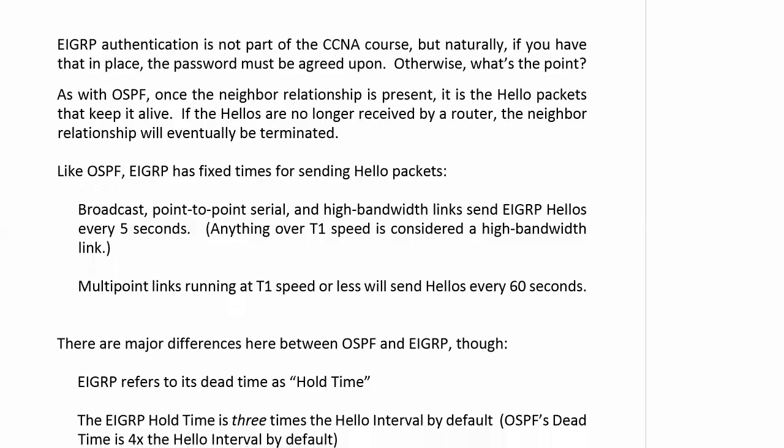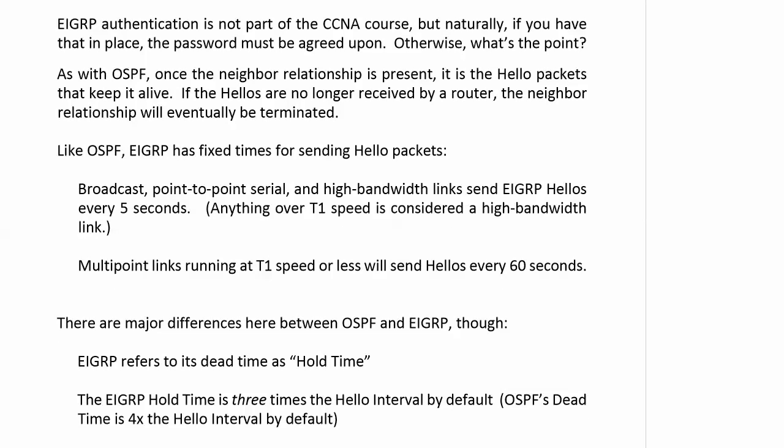Now, we do have EIGRP authentication. It's not part of the CCNA course, but naturally, if you have that in place, the password must be agreed upon for an adjacency to form. Otherwise, what's the point of having the password? Now, as with OSPF, once the neighbor relationship is present, it's the hello packets that keep it alive. If the hellos are no longer received by a router, the neighbor relationship will eventually be terminated.